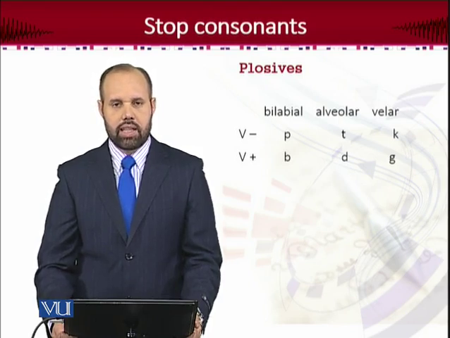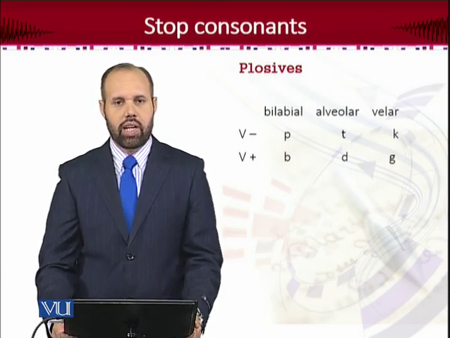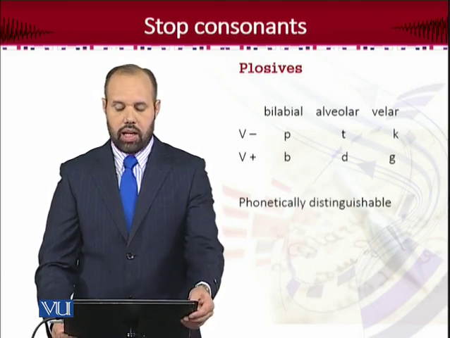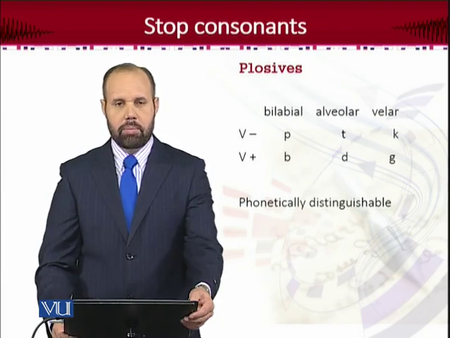P, t, k are voiceless sounds, and then b, d, and g, these 3 are voiced sounds. Stops are also called plosives. Phonetically, they are distinguishable on the basis of voicing, manner of articulation, and place of articulation. Okay?